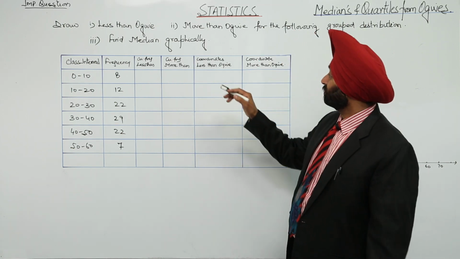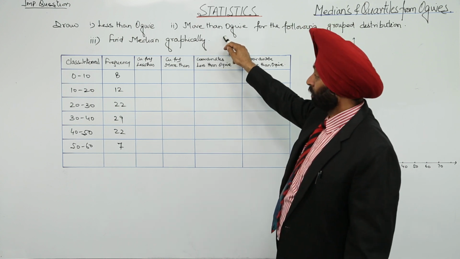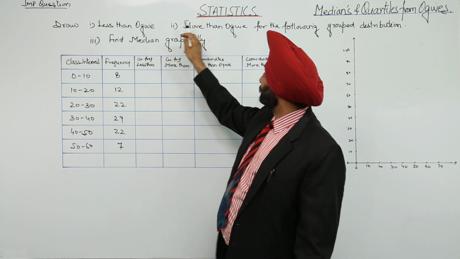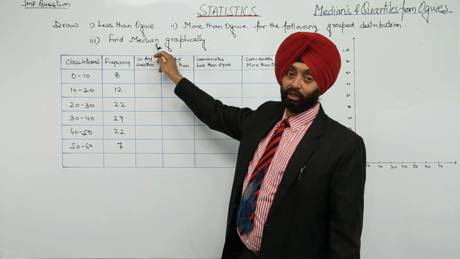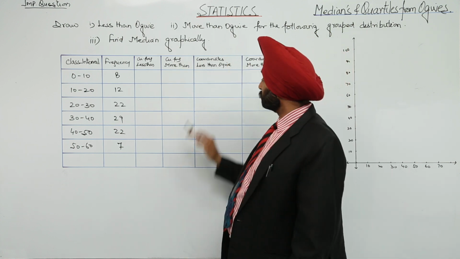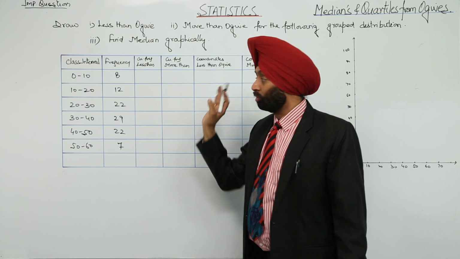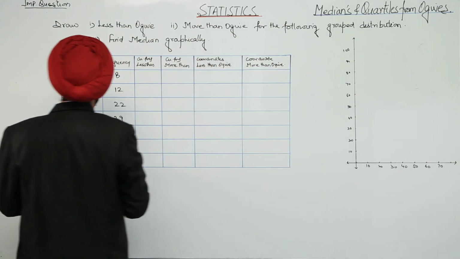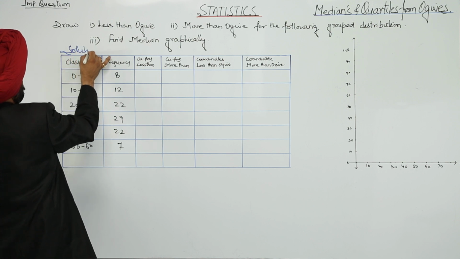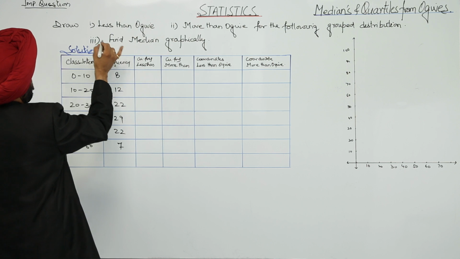In this question we have to find first of all the less than ogive and more than ogive from the grouped data, and then from the less than and more than ogives we have to find the median. So, it is written clearly, find the median graphically. I have just written the question in the format of a table also. Let this be the solution part, starting from the table.